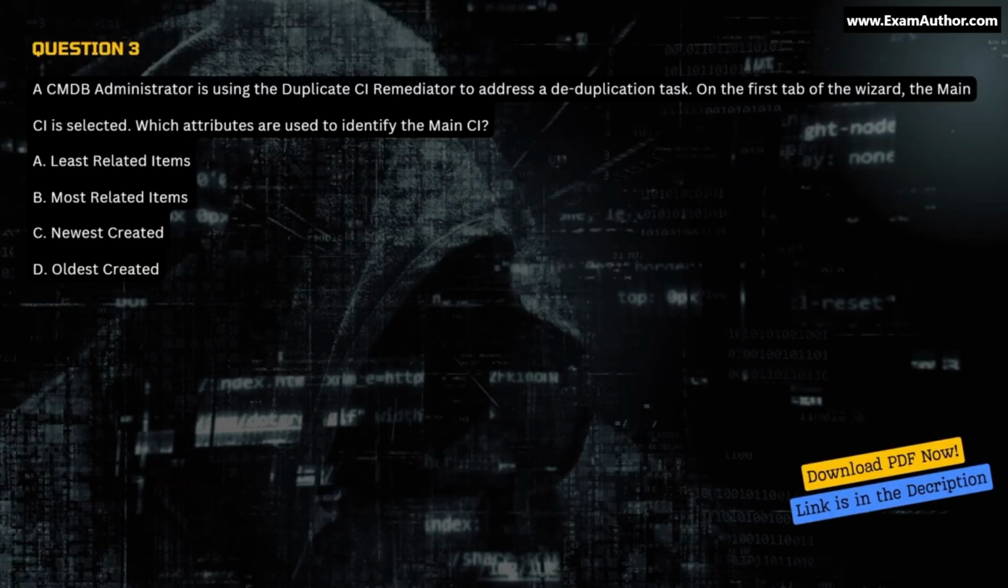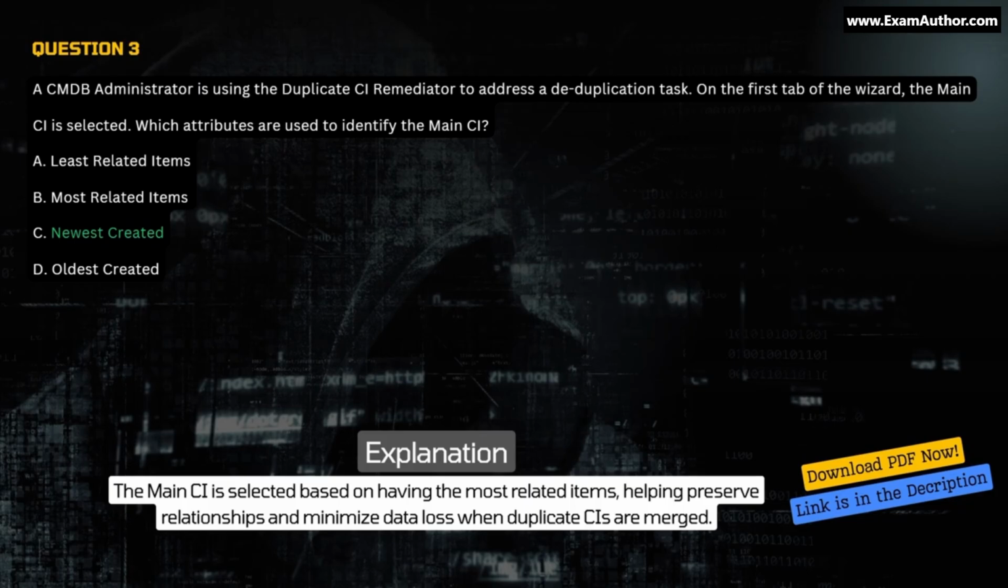Question 3. A CMDB administrator is using the Duplicate CI Remediator to address a deduplication task. On the first tab of the wizard, the main CI is selected. Which attributes are used to identify the main CI? A. Least related items. B. Most related items. C. Newest created. D. Oldest created. Correct answer B. Most related items. Explanation. The main CI is selected based on having the most related items, helping preserve relationships and minimize data loss when duplicate CIs are merged.